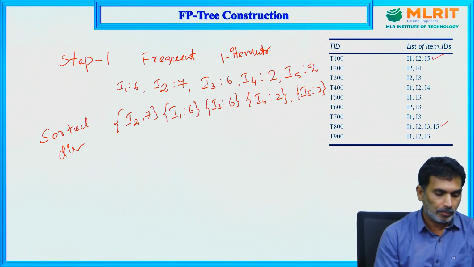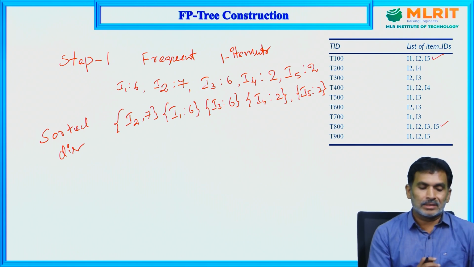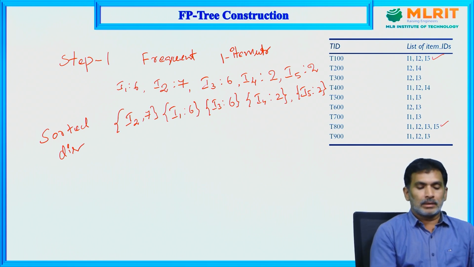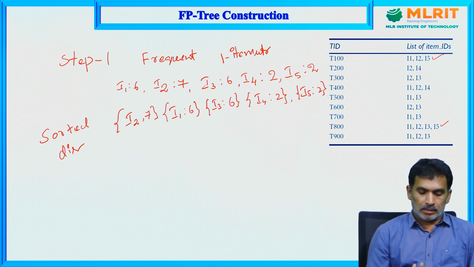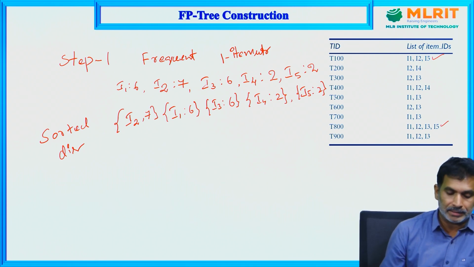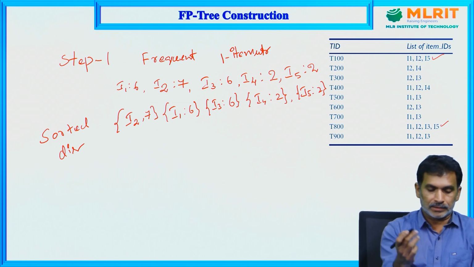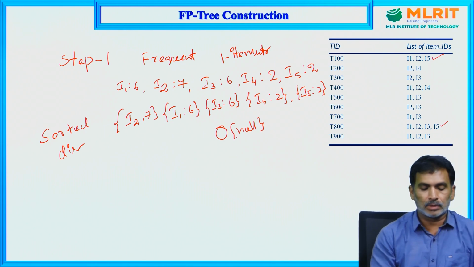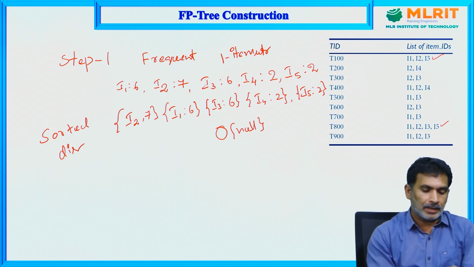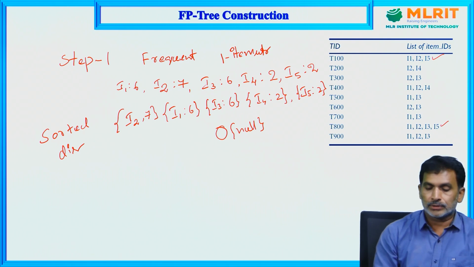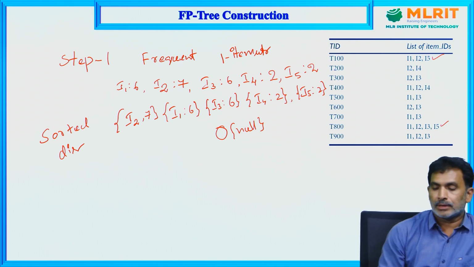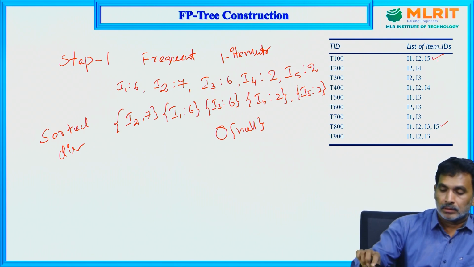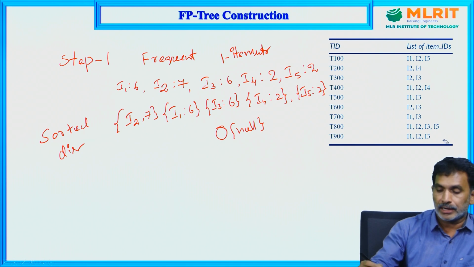So now this is the first step. We have to construct an FP tree, a frequent pattern tree. Before we construct it, first let us start. We have to create a node with the null value. Null. Okay. Then we have to consider the transactions one by one, like the first transaction.